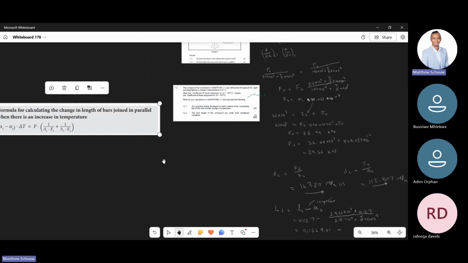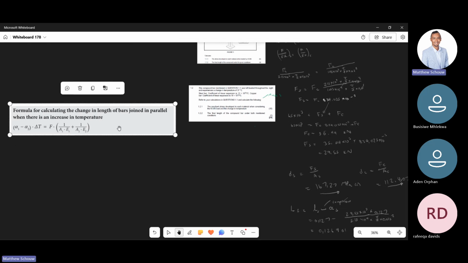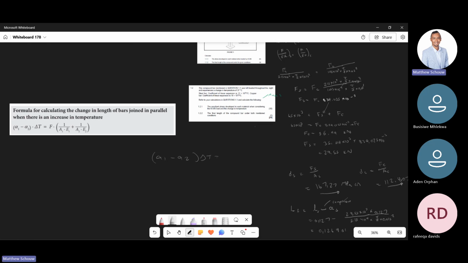If you remember the previous one as well, all we basically need is this formula over here, and then we can find our force. And once you have a force, we can find our stresses. So if you look at the formula, I'll write it down for you. It'll be alpha 1, remember, alpha 1 is always the bigger one, times delta T, will be equal to F, open bracket, 1 over AE, and that's the steel.